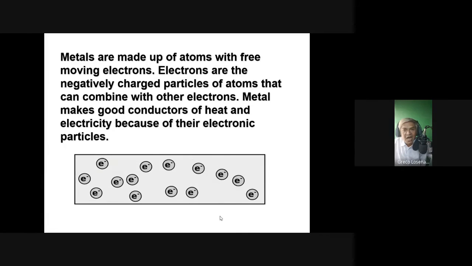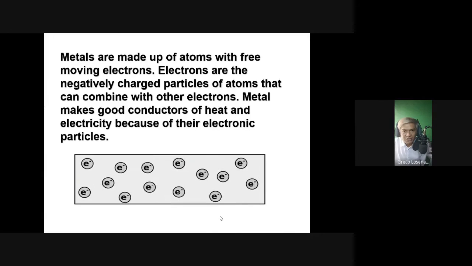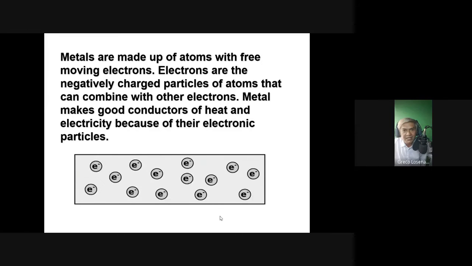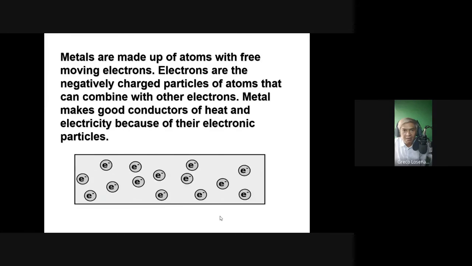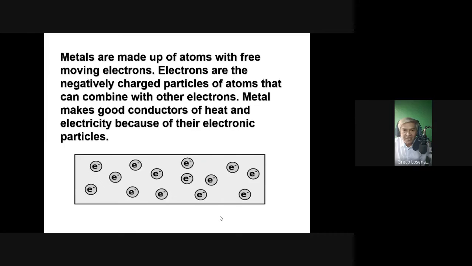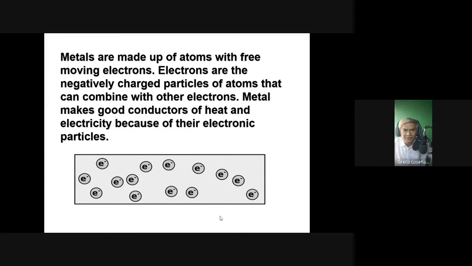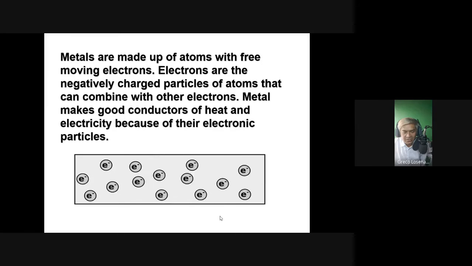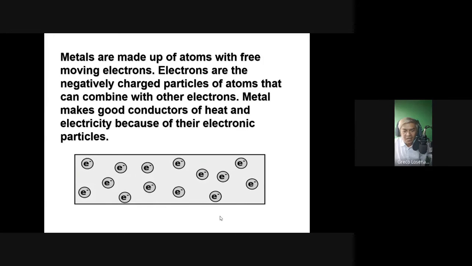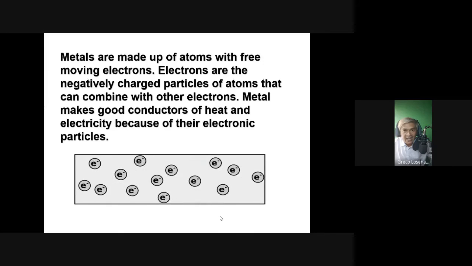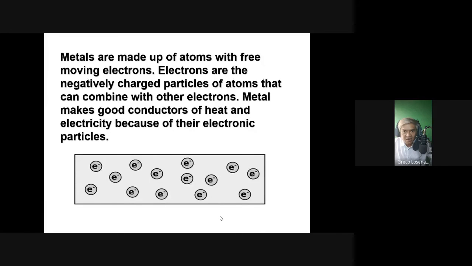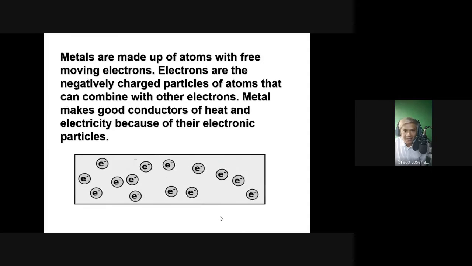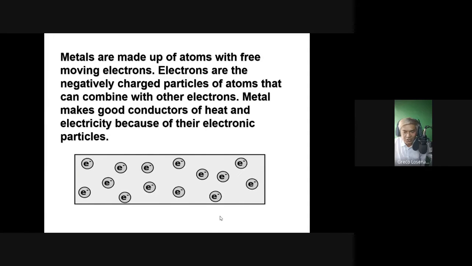Metals are made of atoms with free moving electrons. Electrons are the negatively charged particles of atoms that can combine with other electrons. Metals make good conductors of heat and electricity because of their electronic particles. As you can see in the diagram, these are electrons, free moving negatively charged particles of atoms, which makes the metal a good conductor of heat and electricity.